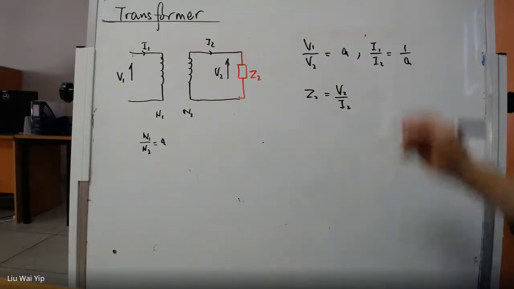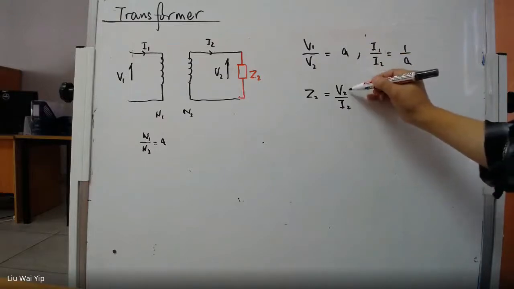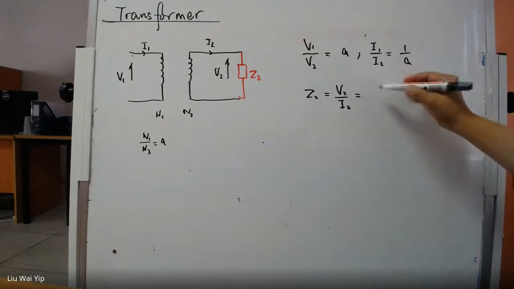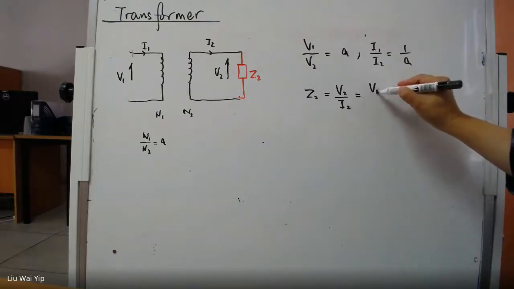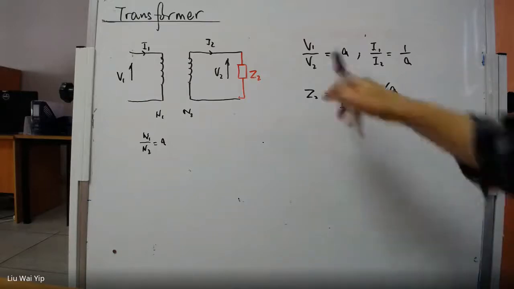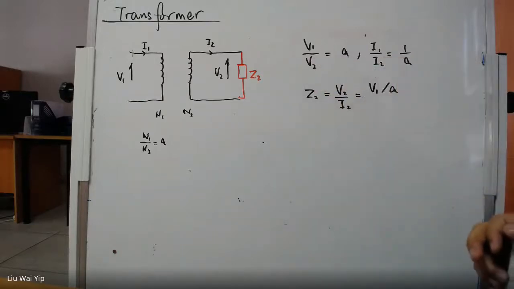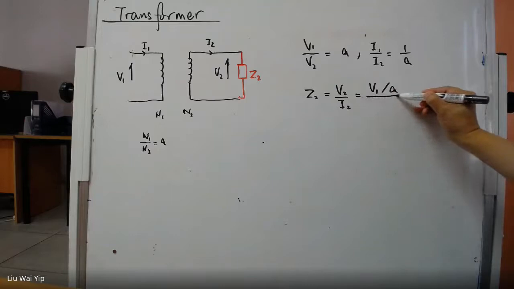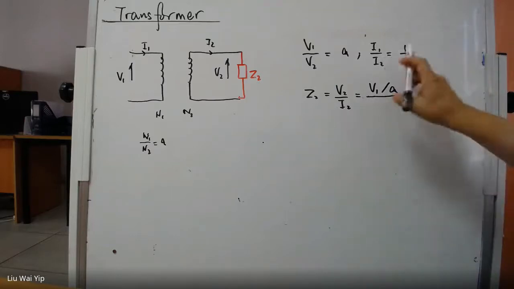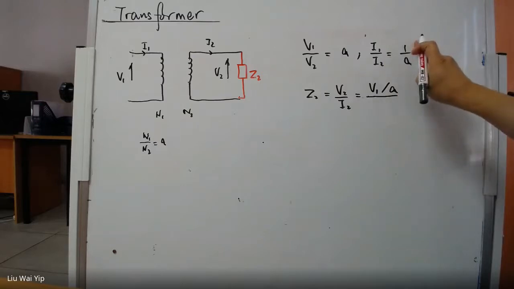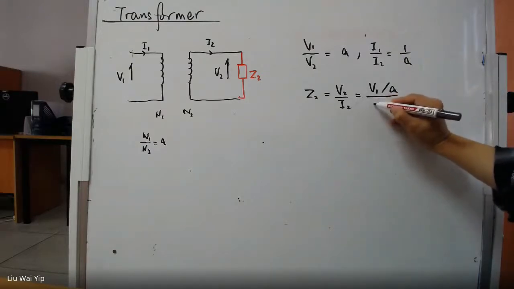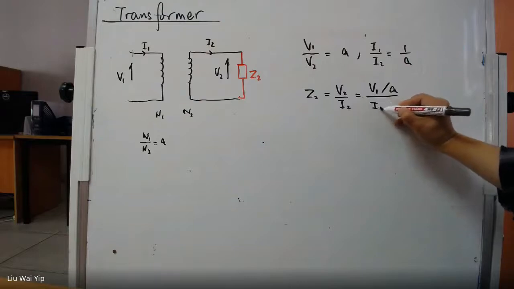Okay? Now, what is V2? Can we express V2 in terms of V1? Yes, the answer is yes. This one is going to be, according to here, V1 divided by A. And how about the current? What is I2? But I2 according to here, if I2 is moved to the right side of the equation and A moved to the left side, then we can say I2 is I1 times A.